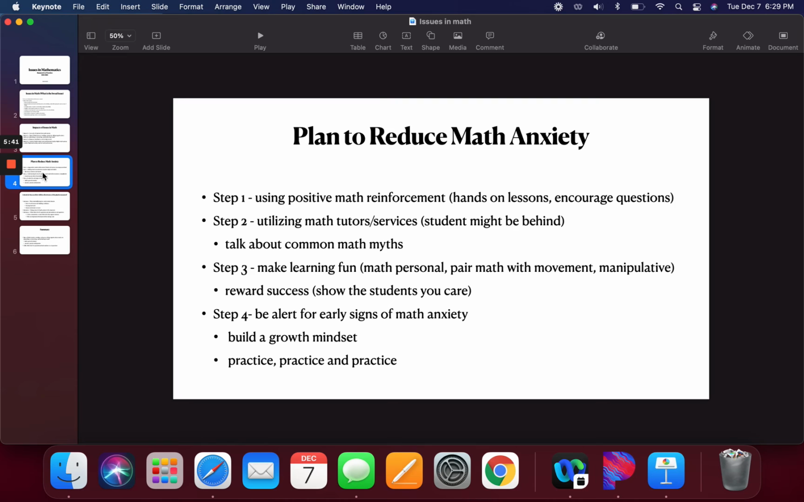And lastly, practice, practice, practice. The students need to practice their multiplication tables. This is a really key and concrete step for later on when students are older.